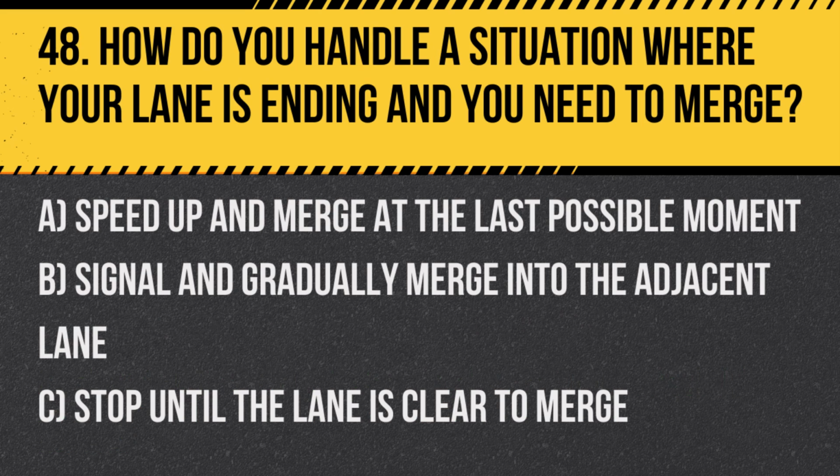Question 48. How do you handle a situation where your lane is ending and you need to merge? A. Speed up and merge at the last possible moment. B. Signal and gradually merge into the adjacent lane. C. Stop until the lane is clear to merge. Answer: B. Signal and gradually merge into the adjacent lane. Proper signaling and smooth lane changes help maintain traffic flow and safety.